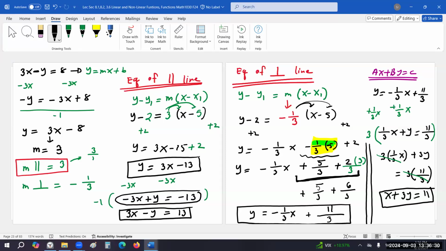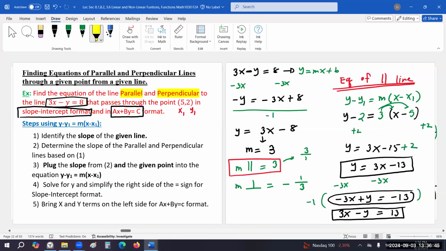If your denominators are not the same, that means you need the LCD. So find the LCD of both denominators, and multiply each term by that LCD. Okay? So this is a final exam question. They will ask at least one of these in the final.